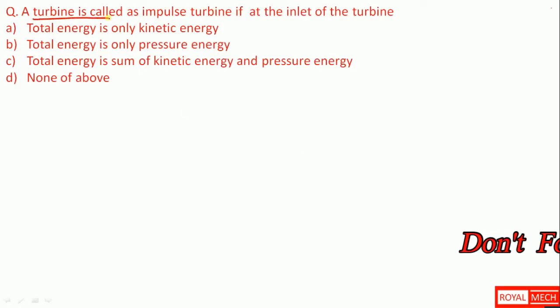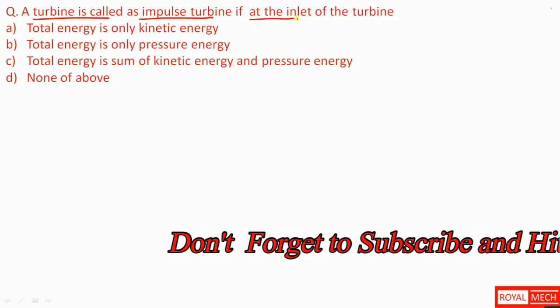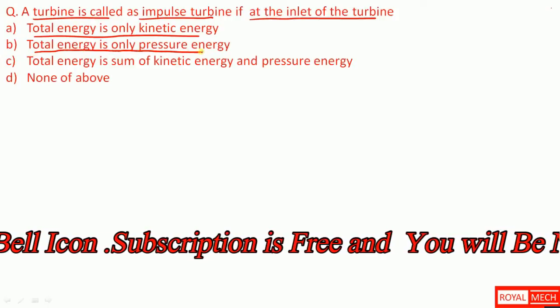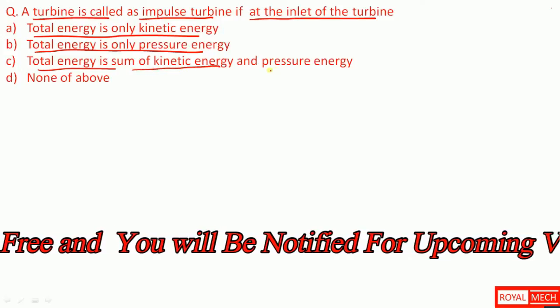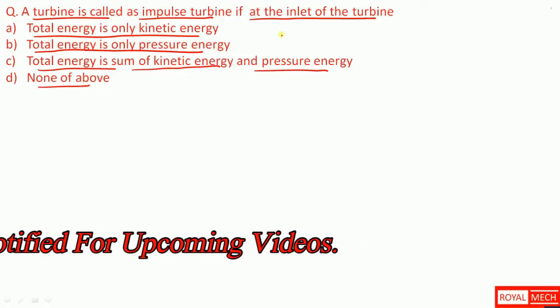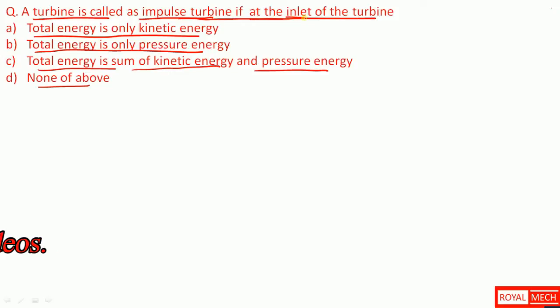A turbine is called an impulse turbine if at the inlet of the turbine total energy is only kinetic energy, total energy is only pressure energy, total energy is the sum of kinetic energy and pressure energy, none of the above. So the question is about the impulse turbine inlet, which type of energy is given out of these options.